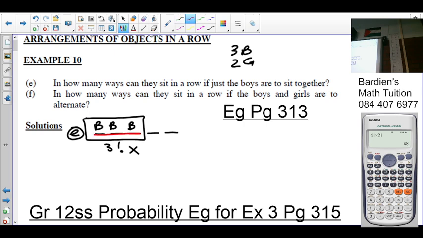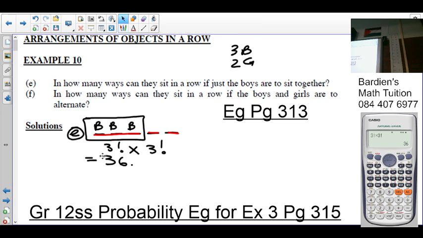So it's 3 factorial times, this now becomes 1 bid, not so? So it's 1, 2, 3. So it's times 3 factorial. So 6 times 6, which is 36. Okay, let's check. 3 factorial times 3 factorial. 36. Okay.